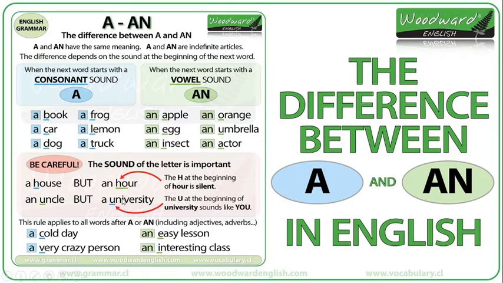Vowel sound is not used in the beginning. Instead of that, consonant sound 'u' is used here. So we have to use 'a'. This rule applies to all words after a or an, including adjectives and adverbs. So we should be very careful when we are using this.